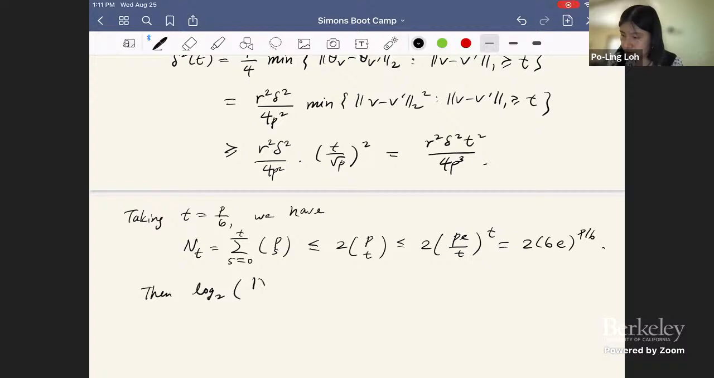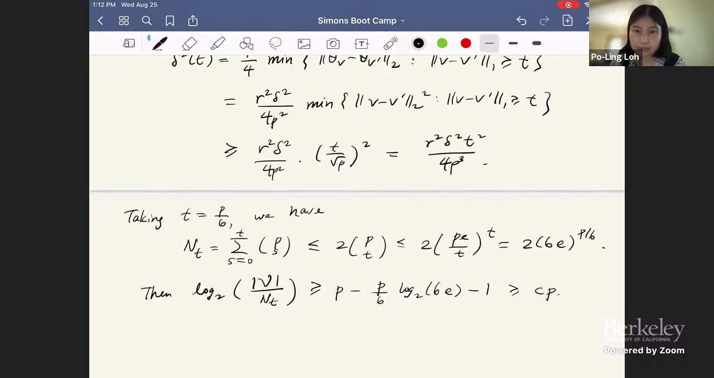log base 2 of the size of V over N_t. That's what shows up in Fano's inequality. And this is going to be bigger than or equal to, so the size of V is 2 to the p, and the log of that is p minus p over 6 log base 2 of 6e minus 1, which is bigger than or equal to some constant times p. That's what we want. We want order of p.